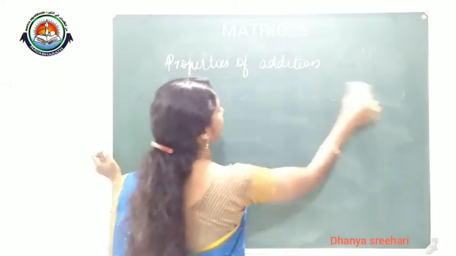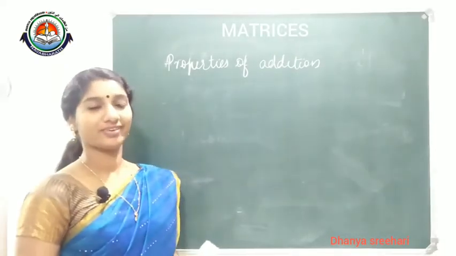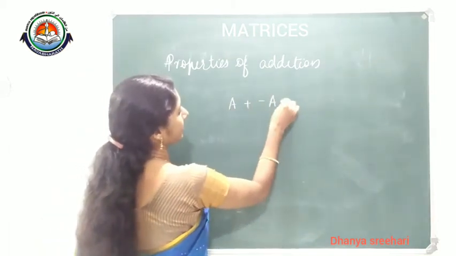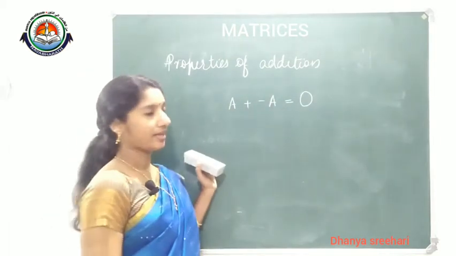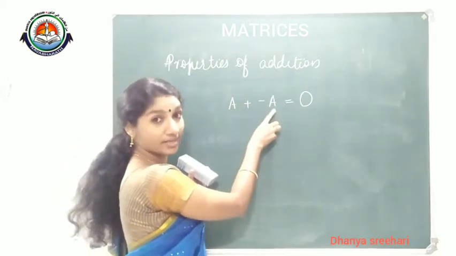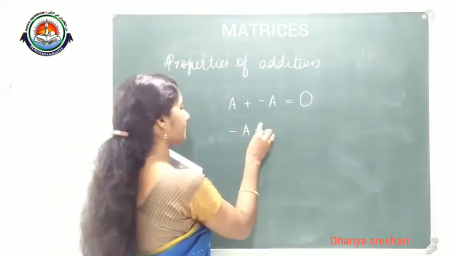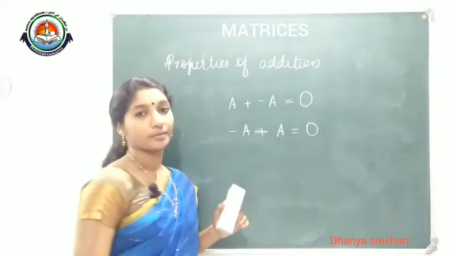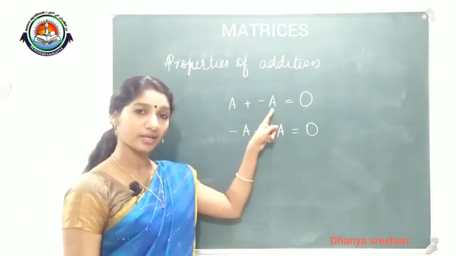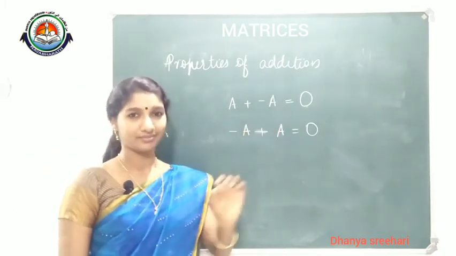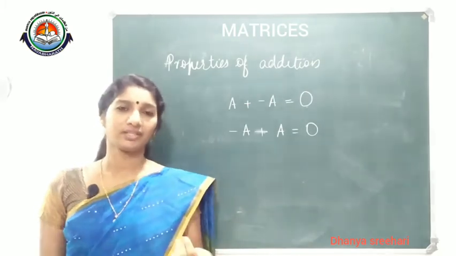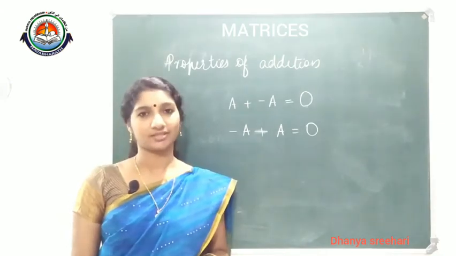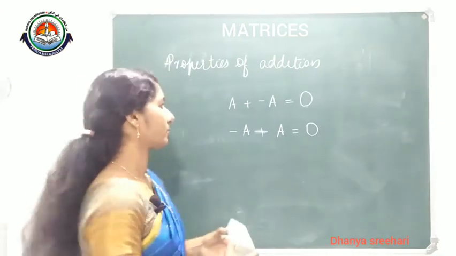And the next property is additive inverse. What will be additive inverse? A plus minus A is equal to O. So A's additive inverse is minus A, that is, O is equal to minus A plus A. So A's additive inverse is minus A and minus A's additive inverse is A, meaning negative. The normal meaning of additive inverse in addition we are writing now. Same way in matrices also additive inverse. Clear? Then we can do some problems.